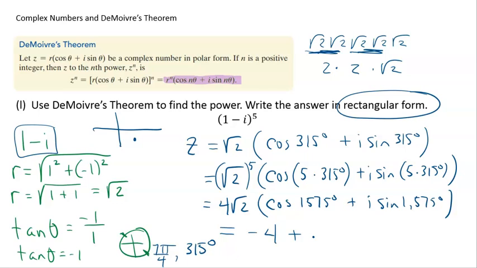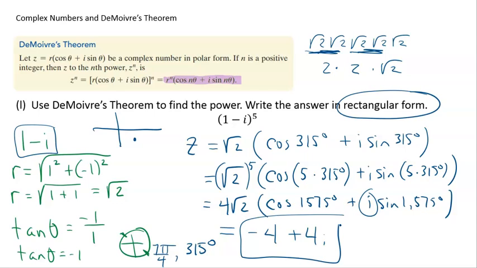So again, I'm going to do 4 times the square root of 2. Now close out parentheses if you have parentheses underneath that square root. Times the sine of 1,575 degrees. Make sure you're in degree mode, and I got 4. Don't forget your i back there. That's still there. So -4 plus 4i is the rectangular form of 1 minus i to the 5th power.